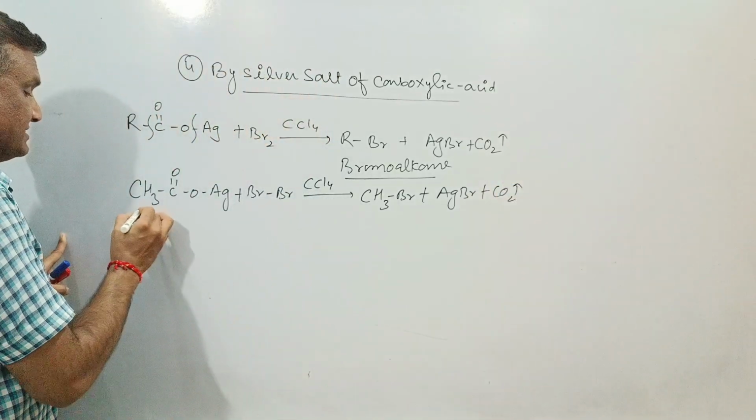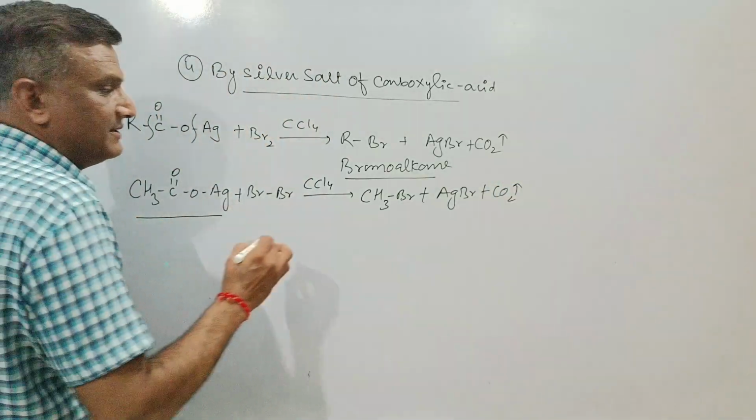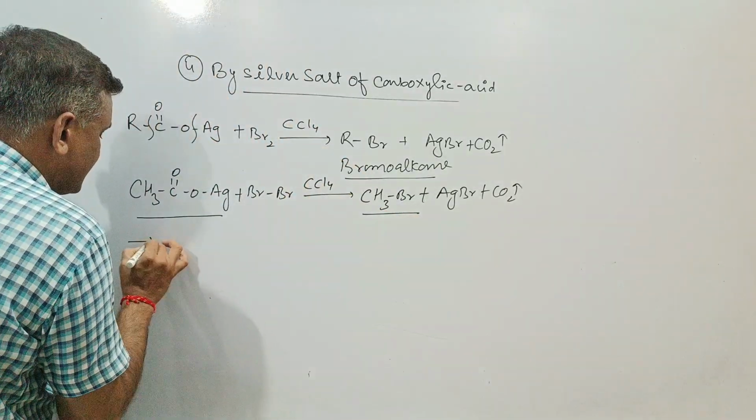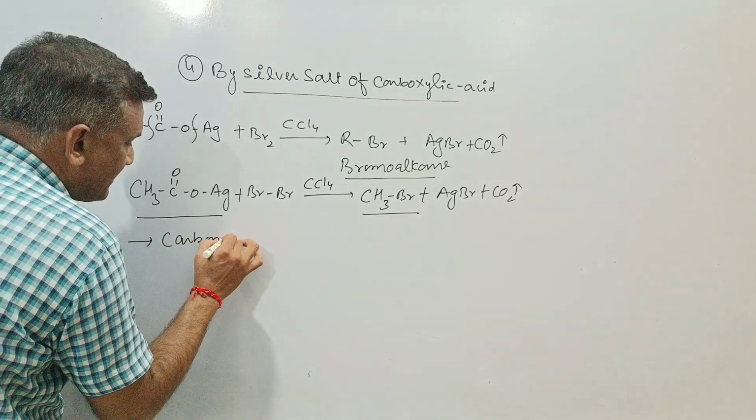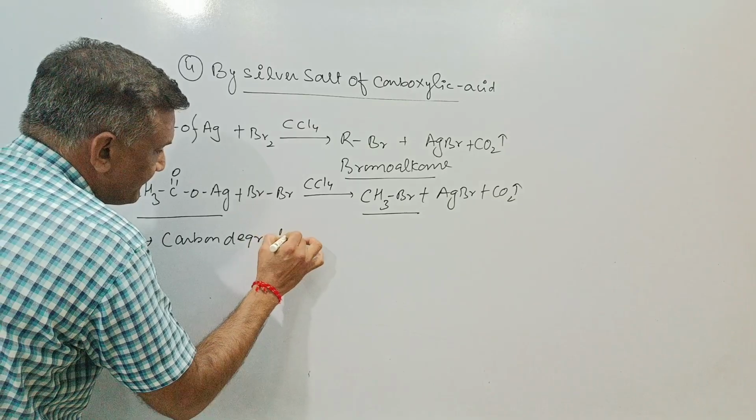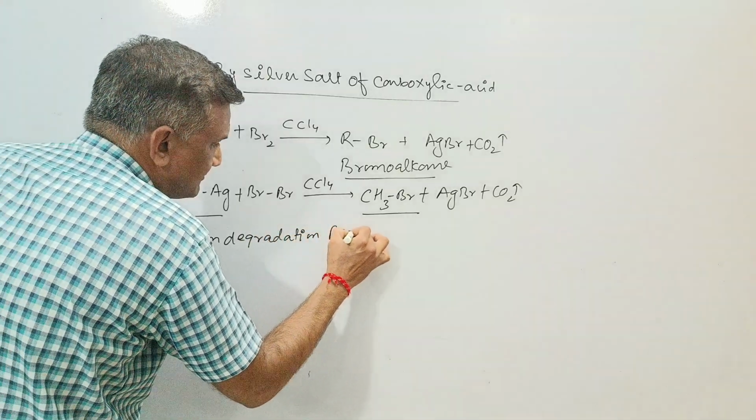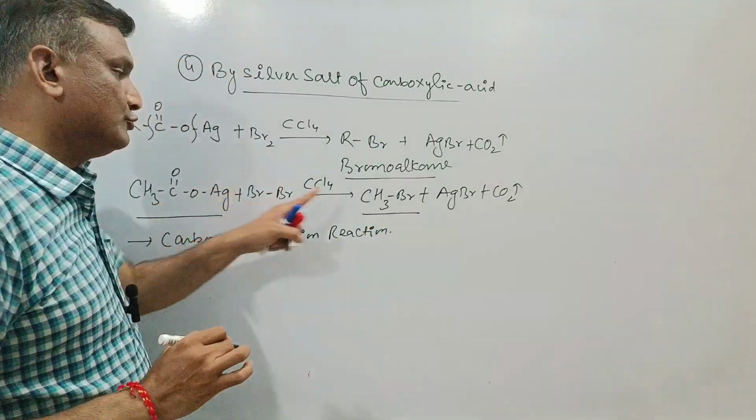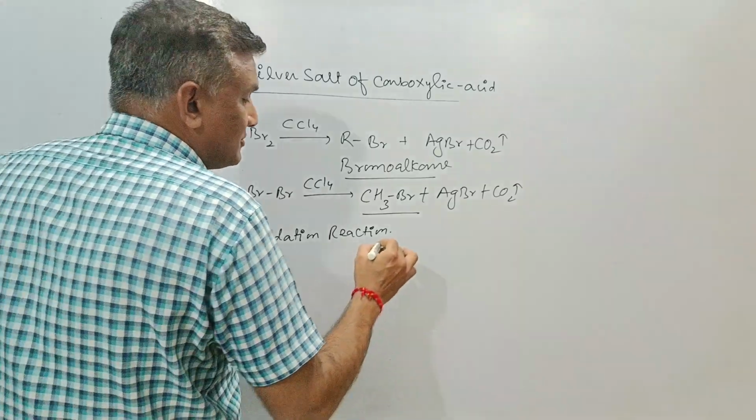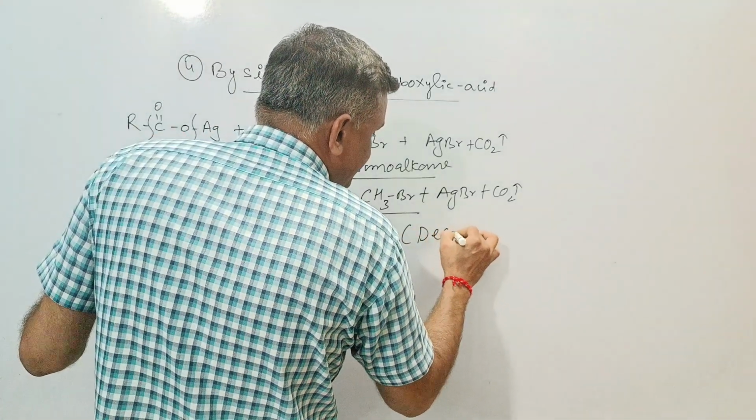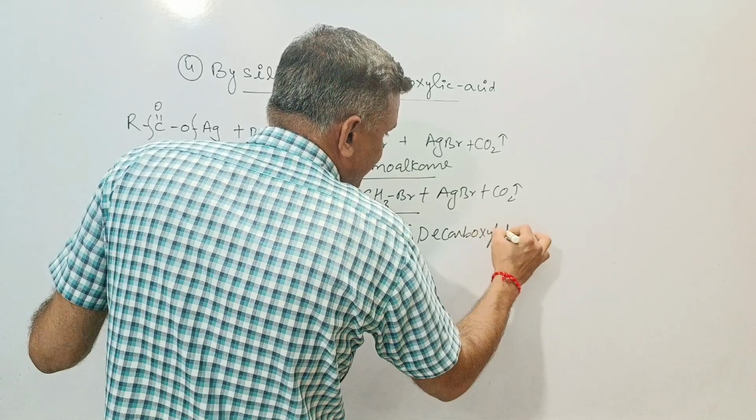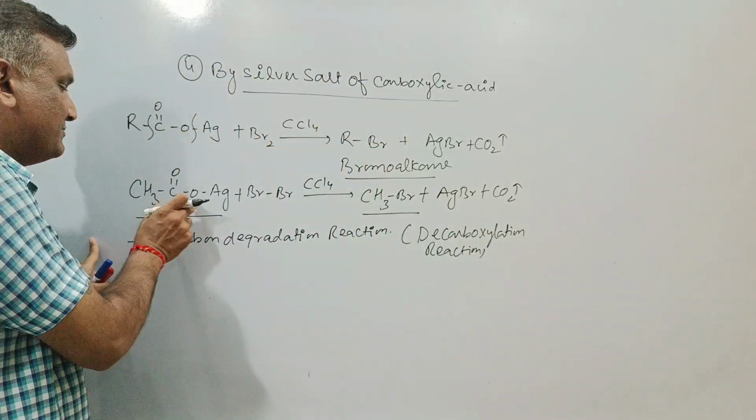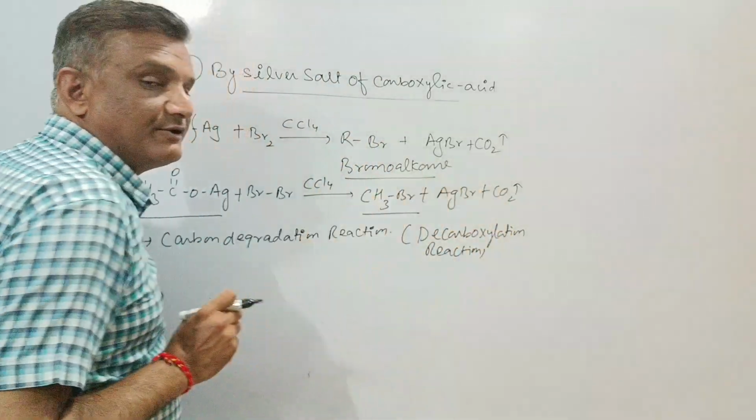You can see here the reactant compound has 2 carbon atoms, but the product compound has 1 carbon atom. So what is important? This is the carbon degradation reaction also. It means that from this reaction the number of carbon atoms degrades from 2 to 1. It is also called the decarboxylation reaction, because through this reaction there is removal of the carboxyl group in the form of CO2.